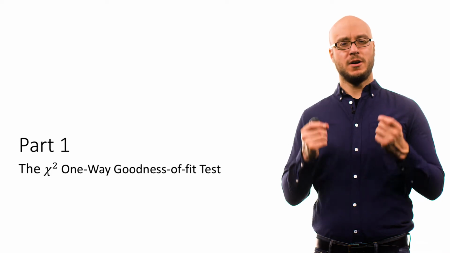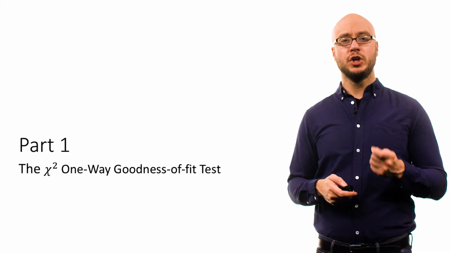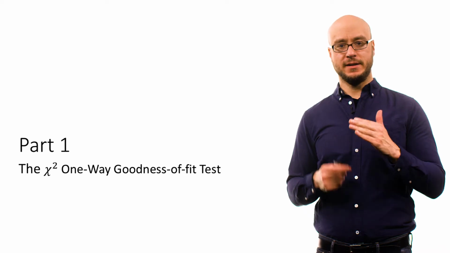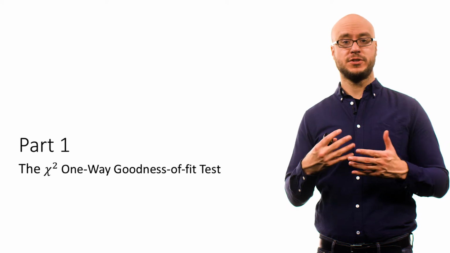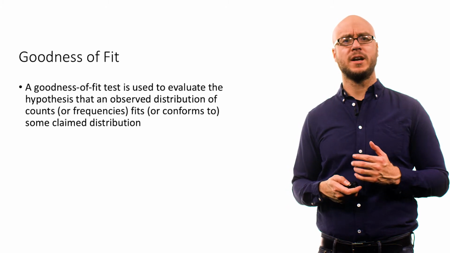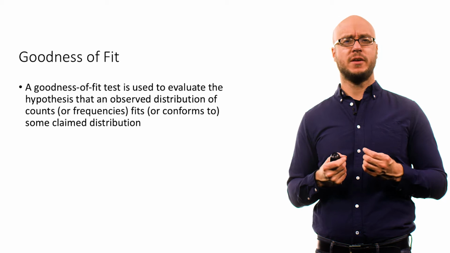For part one, we're going to talk about the chi-squared one-way goodness of fit test. That little X you see, that's the Greek letter chi, right? It refers to this kind of analysis that we're going to conduct. So what is a goodness of fit test?